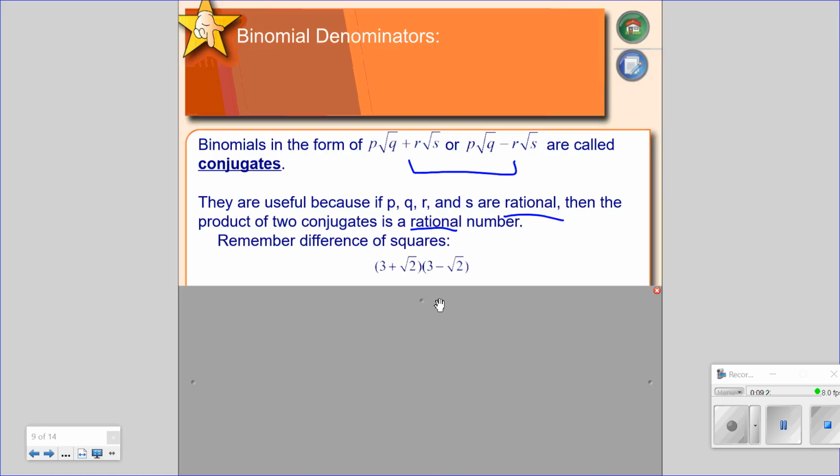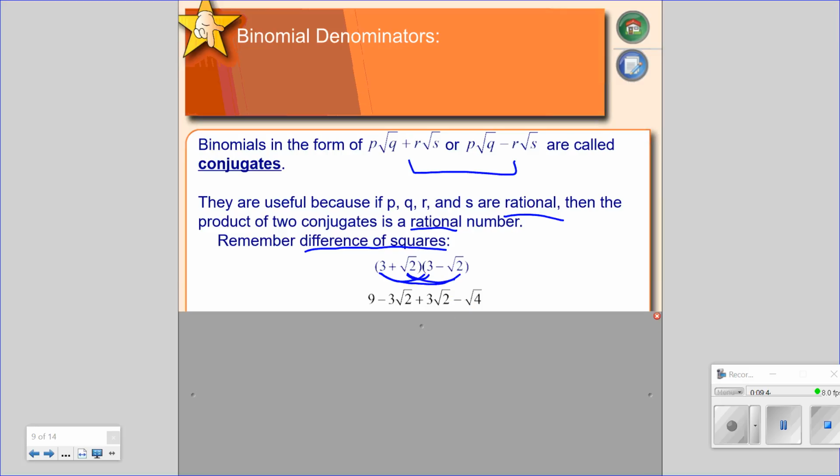So we're using really the idea of difference of squares here, which we saw in our factoring unit earlier this year, where if we multiply these out, 3 times 3 is 9. 3 times negative root 2 is negative 3 root 2. 3 times positive root 2 is positive 3 root 2, and root 2 times negative root 2 is negative the square root of 4. And so this is going to be a perfect square that can simplify.